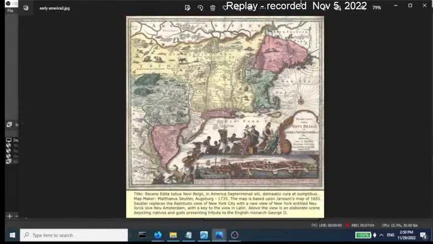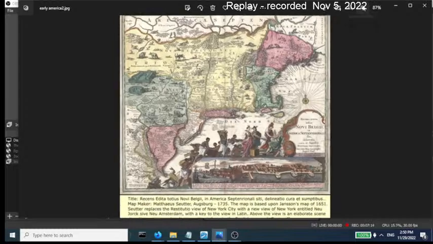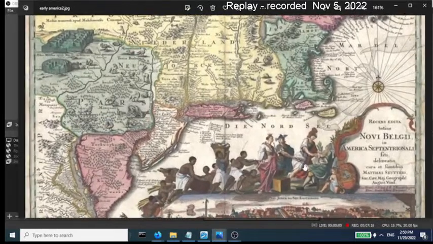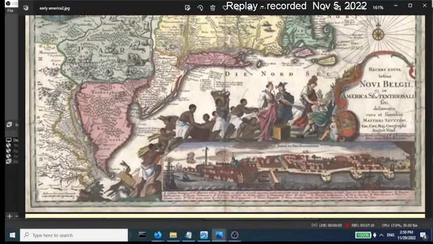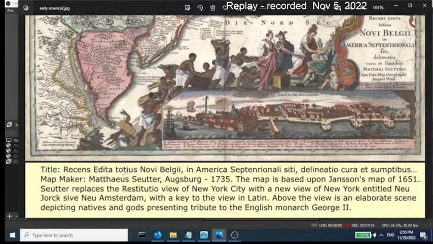Right, here goes another one. This really shows it right here. It says this is New Belgium, a map from New Belgium. Let's read what it says below. You can see it says New Belgium over here to the right of the screen. Down below it says title, Recent Editus Totius Novi Belgium. So New Belgium in America.